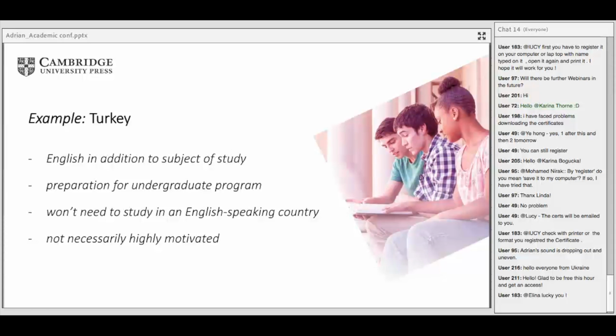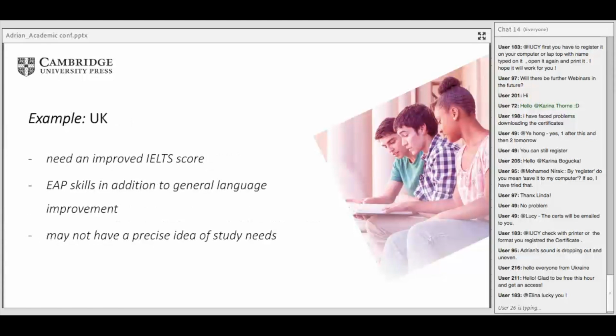One example is Turkey. I see one or two are from Turkey. Yeah. This is just an example I know of, but I think it applies equally to many other countries, I would say, where students often are learning English in addition to their subject of study in a university context. And they often need to get up from, say, A2 level up to maybe B1+. They're preparing for an undergraduate program where some of the teaching will be in English, so they need English for this, but they won't need to study in an English-speaking country, so they may not need a full-on EAP course. And I think an important point here is they're not necessarily highly motivated for EAP. It may be a requirement rather than something that they've opted to do themselves.